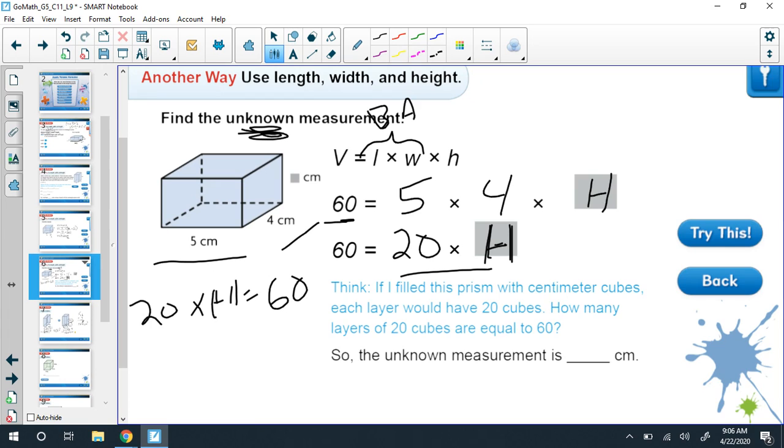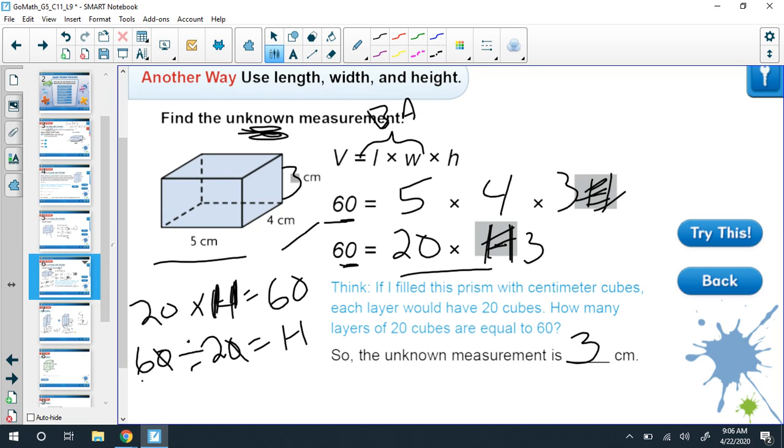60. And if that's the case, h times 20 equals 60, but I could also say that 60 divided by 20 will equal h. And 60 divided by 20, ignore those zeros, 6 divided by 2 is 3. So the height of this rectangular prism is 3. And if I want to check that, I can come back up here and substitute 3 for h. And 5 times 4 is 20, and 20 times 3 does in fact equal 60. So the unknown measurement is 3 centimeters.